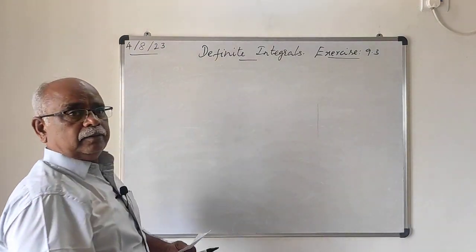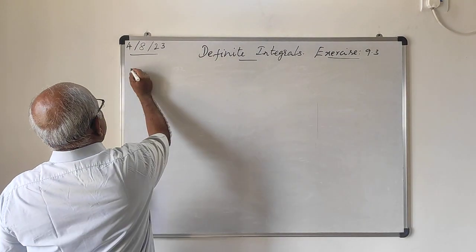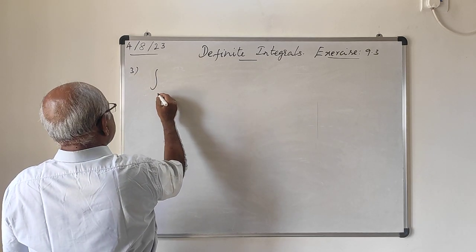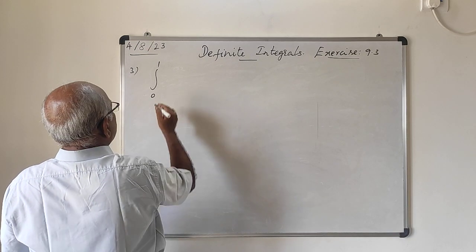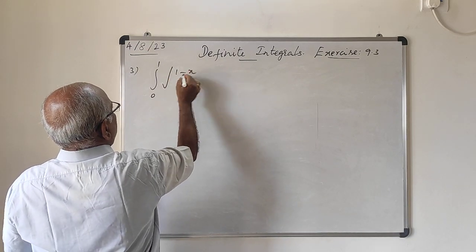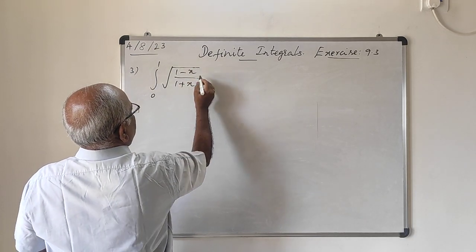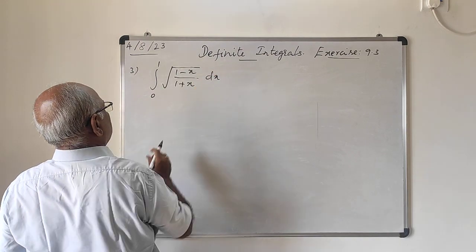Next one, third problem. Integral from 0 to 1 of root of (1 minus x) by (1 plus x) dx.